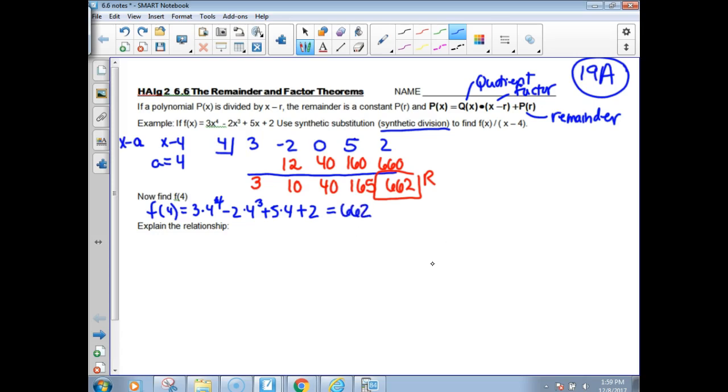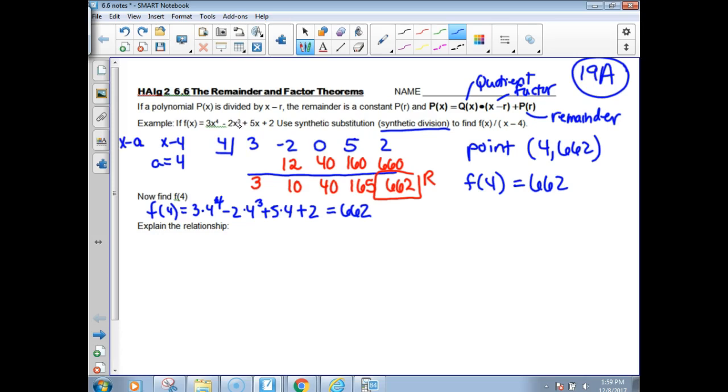Okay, so guess what? You can do synthetic division to get the f of 4. When you do synthetic division, that means the f of 4 is 662, whatever the remainder is. And that means there's a point on the graph, 4, 662. I'm thinking if we put this polynomial into our grapher, we'd have quite a window change to do, wouldn't we, to see that point?